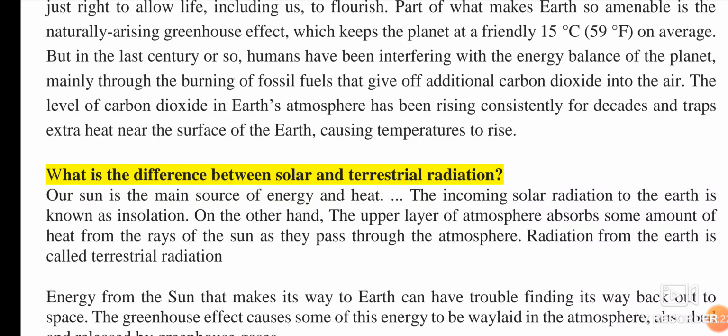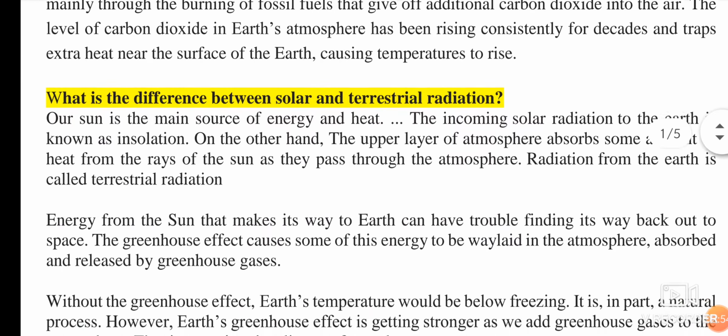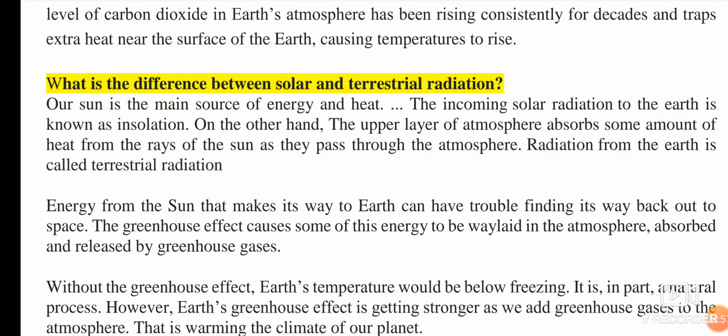We should know what is the difference between solar and terrestrial radiation. Our sun is the main source of energy and heat. The incoming solar radiation to the earth is known as insolation. On the other hand, the upper layer of atmosphere absorbs some amount of heat from the rays of the sun as they pass through the atmosphere. Radiation from the earth is called terrestrial radiation.